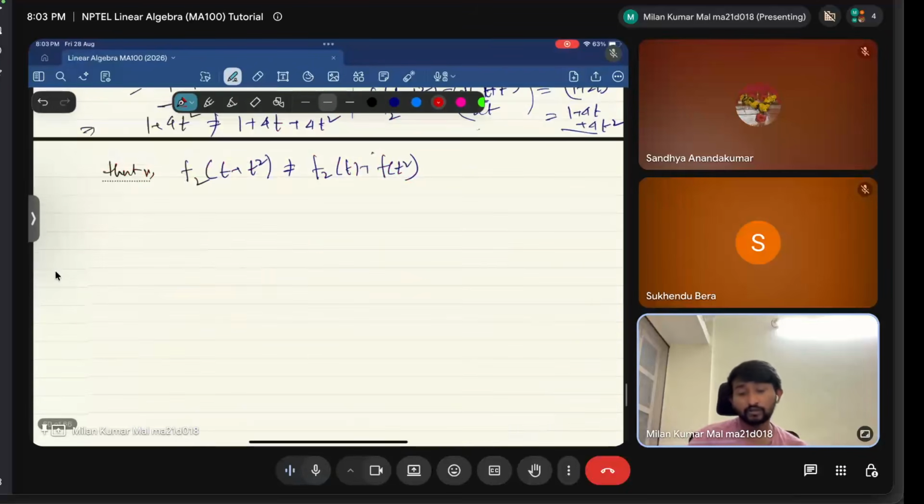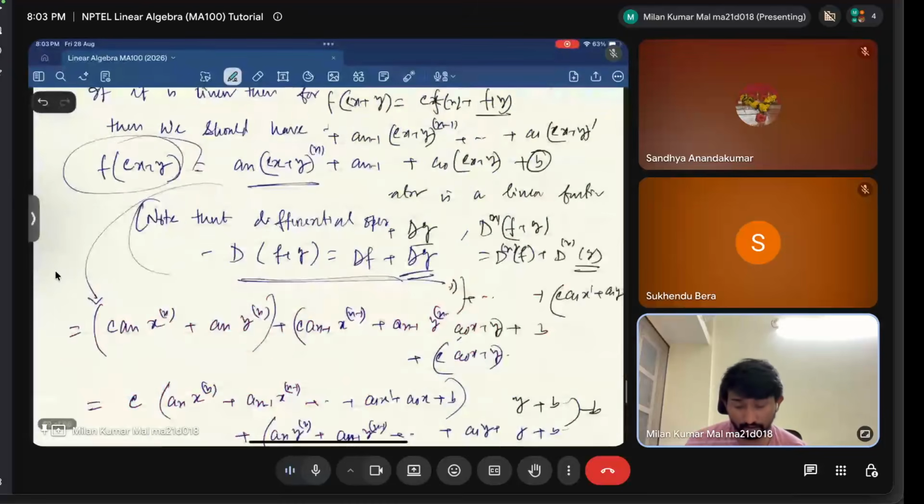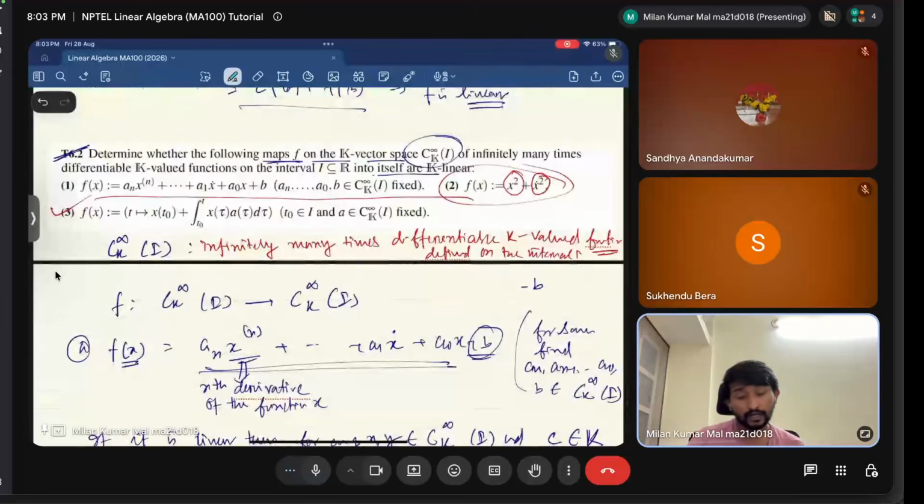I will not do any more problems on linearity. The other ones in these questions you can check by yourself. Let's go to the next problem.